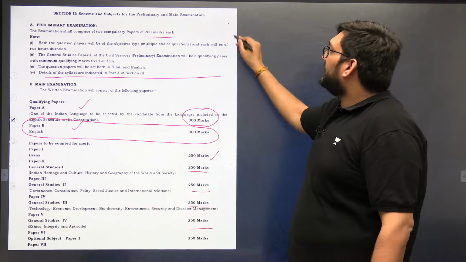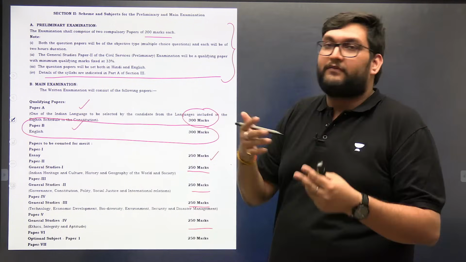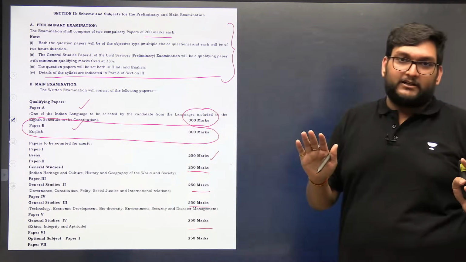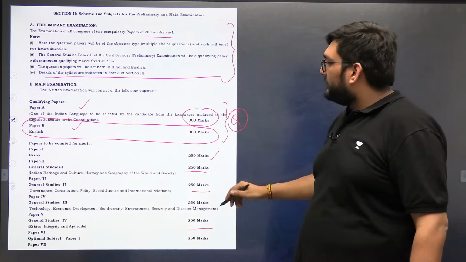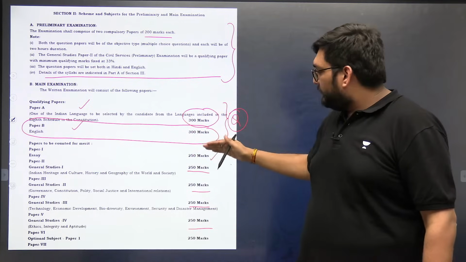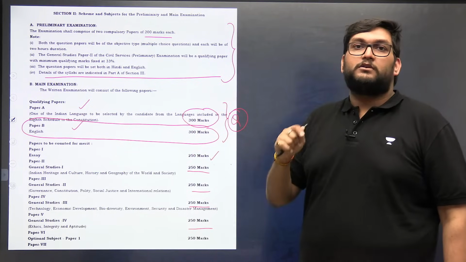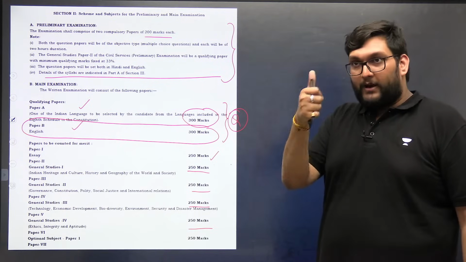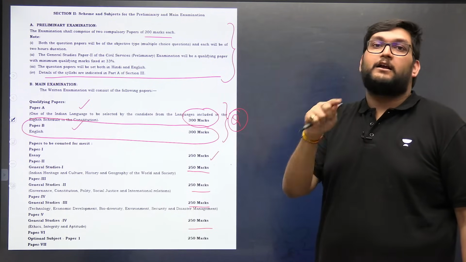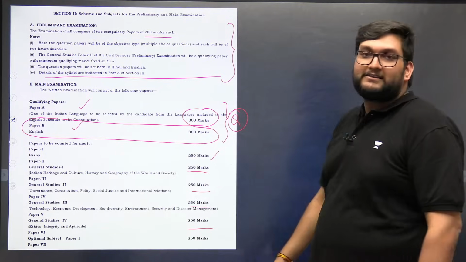So remember, prelims is only for qualifying to write mains. It is not added to merit, and these 2 are qualifying papers, you just have to qualify. This is where the marks are counted, 250 into 7 papers: 1 essay plus 4 GS plus 2 what we call optional.